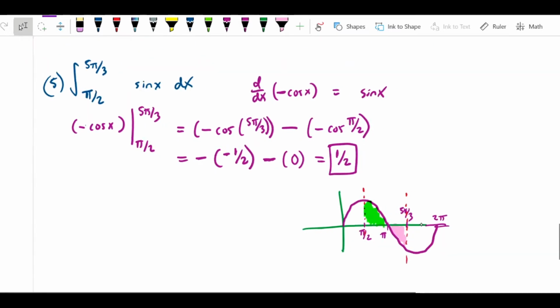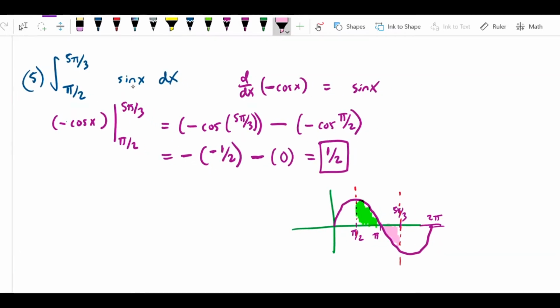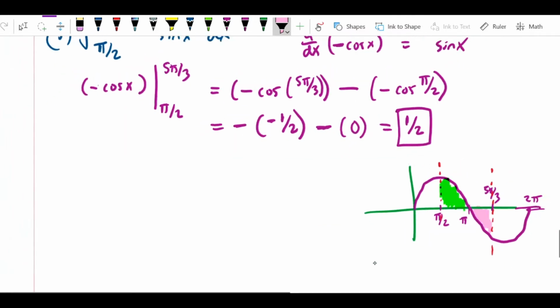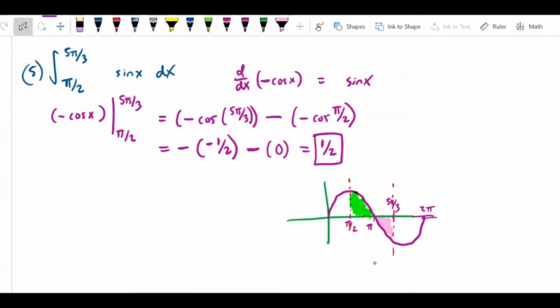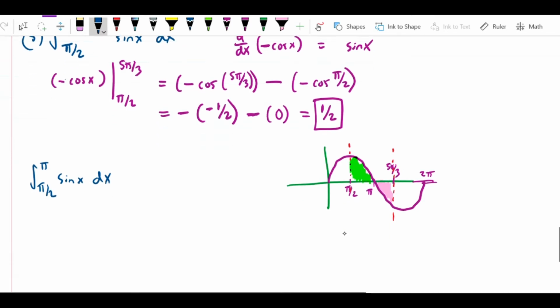What we got when we integrated sine x from pi over 2 to 5 pi over 3 was a total signed area. In other words, the sum of this green positive area minus this pink negative area. That becomes fairly clear if I show you what would happen if I instead did the integral from pi over 2 to pi of sine x dx. That would be just the green area.